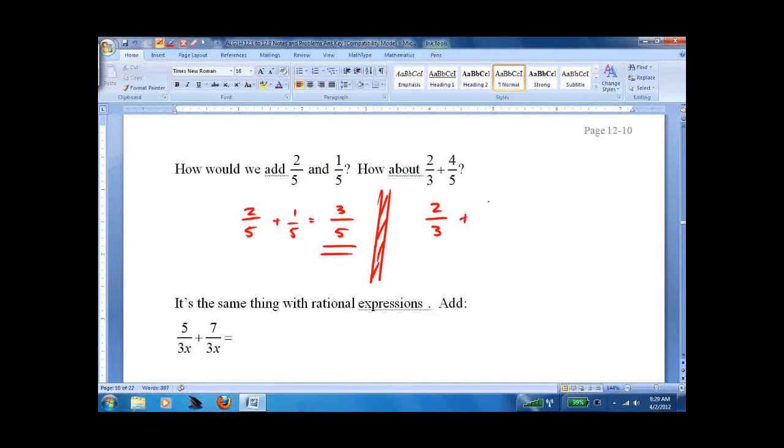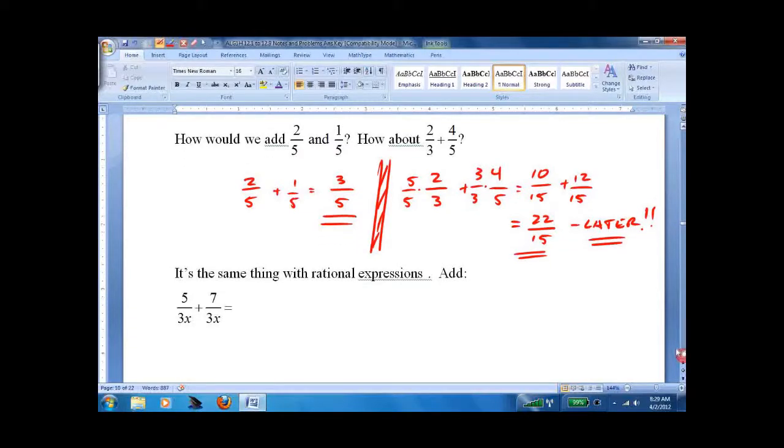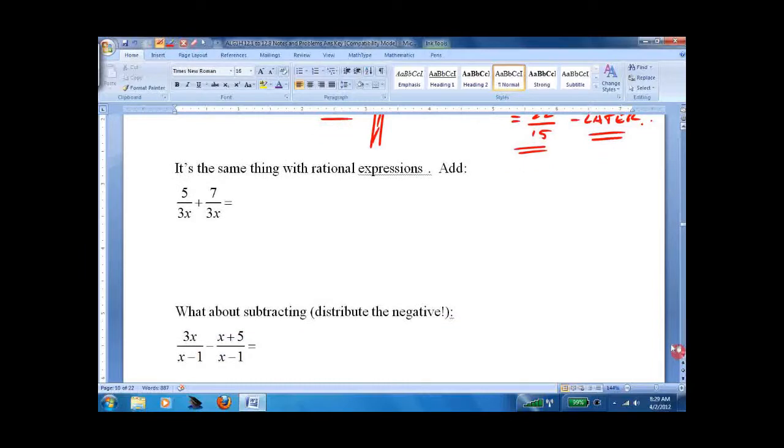How about 2/3 plus 4/5? Well, we don't have a common denominator, so we'd multiply by 5 over 5. Multiply by 3 over 3. Rewrite as 10 over 15 plus 12 over 15 to make sure we didn't mess up. And finish off. This will be the next lesson. It's very tricky when you do it with polynomials. For now, I'll make your life nice and easy. You have common denominators and everything. So, same thing with the rational expressions, what we just did.